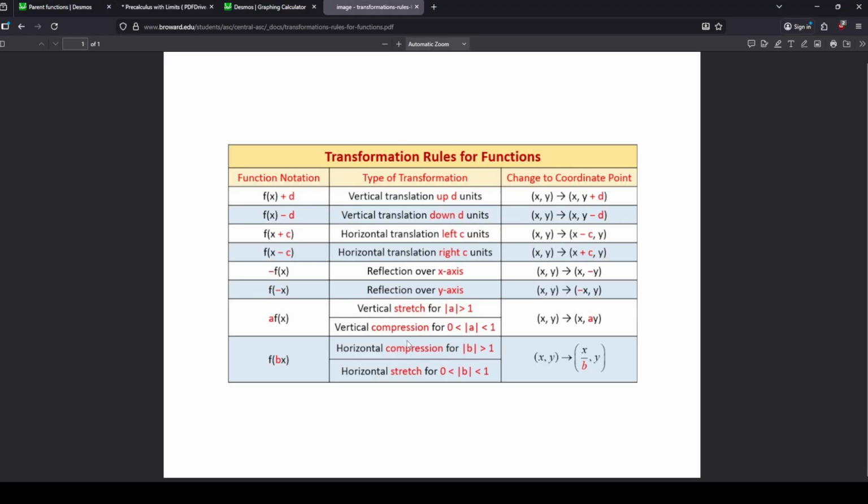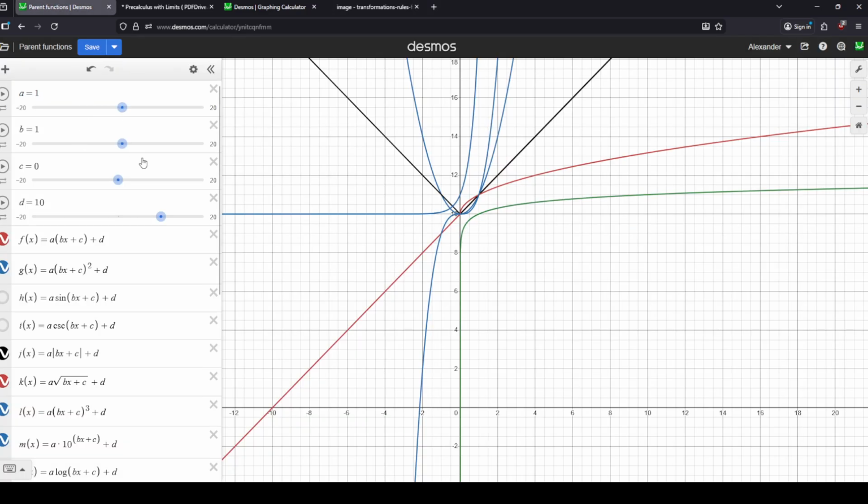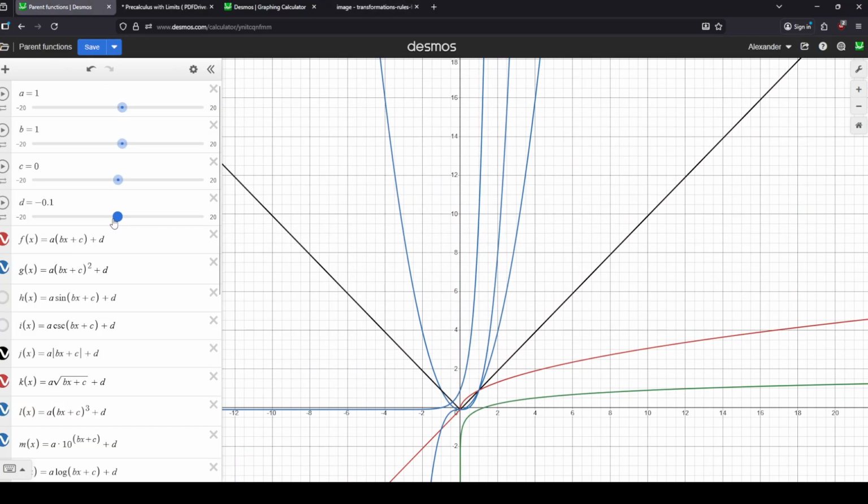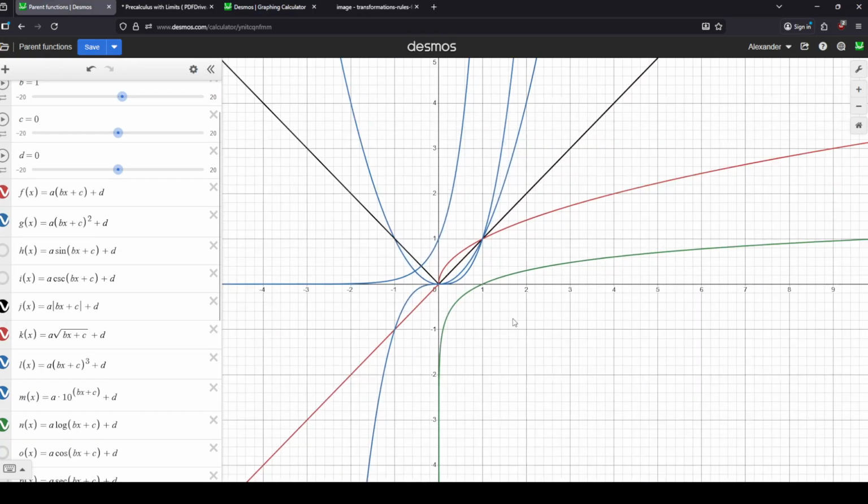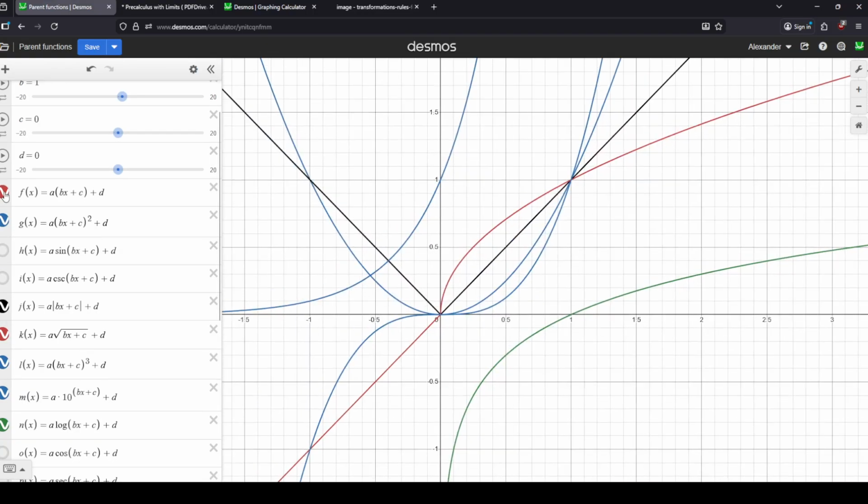Typically, a and b are being multiplied by variables or by the values. So if we set those to 1, it should give us the parent function. c and d are being added, if we set those to 0, these are all the parent functions, how they originally look. So we have the linear function, just a line, a quadratic function, we have an absolute value function, our square root function, cubic function, exponential, and a logarithmic. These are all sort of overlapped on top of each other.